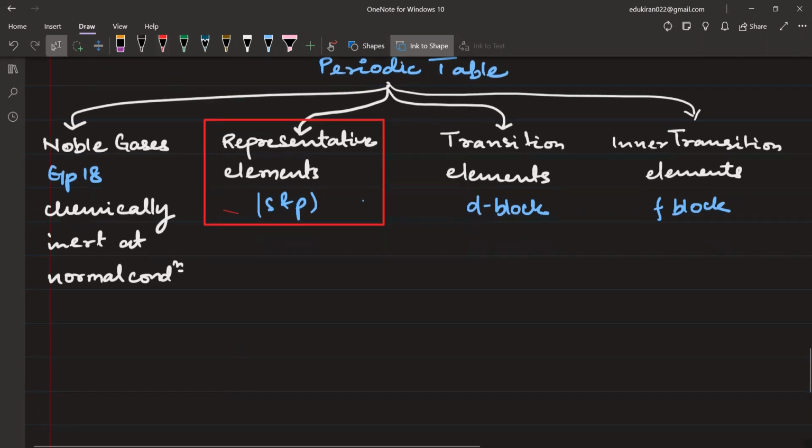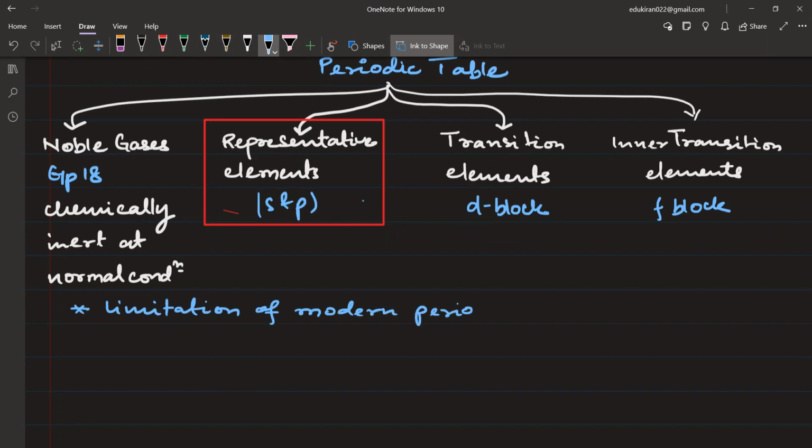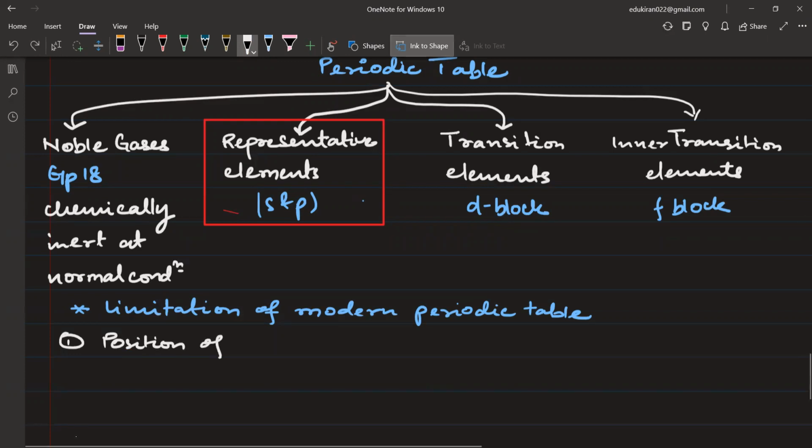Okay, since you are writing, you will write one more thing. Please write this with me. Limitation of modern periodic table. So there are basically two limitations. The first limitation is the position of hydrogen. Position of hydrogen is not fixed.